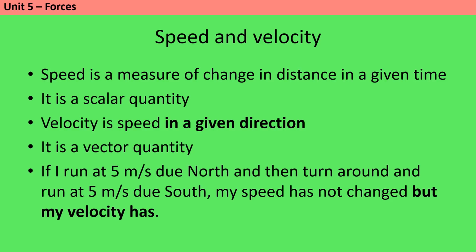Likewise, speed and velocity are quite similar, but speed is a scalar quantity and velocity is a vector quantity, because velocity has a particular direction. So if I run at 5 metres per second due north, and then I turn around and run at 5 metres per second due south, my speed hasn't changed, it's still 5 metres per second. But my velocity has, because the direction has, and so I would be reporting my velocity here as minus 5 metres per second, because I'm running in the opposite direction.